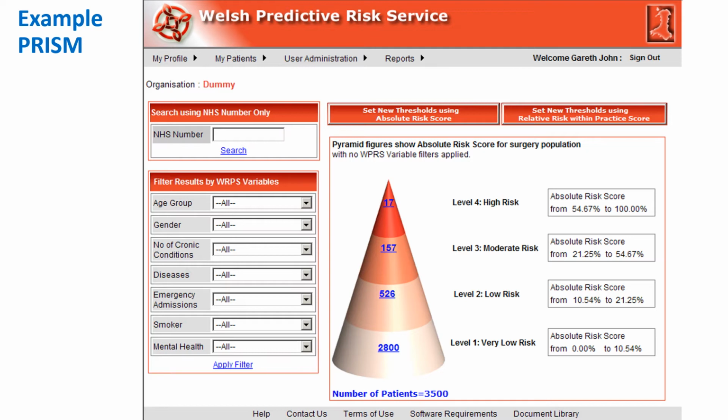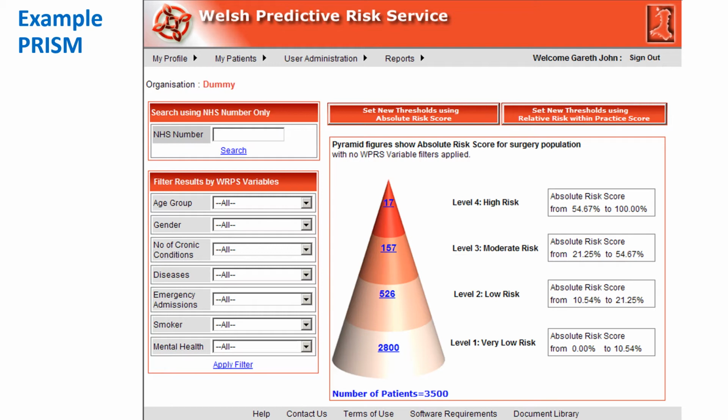So with information on all the patients at a practice, there's a number of different ways that a practice manager or a GP or a nurse can draw something useful from that about the risk of individual patients. And here is one of the displays you can get with the Prism tool, which is a cone of risk. There's a very small number of people at the top level, level 4, the highest risk of admission as an emergency within the subsequent 12 months. And then bigger population groups, moderate risk, low risk, and then the vast majority of the patients of the practice are very low risk. And people can move between those levels.